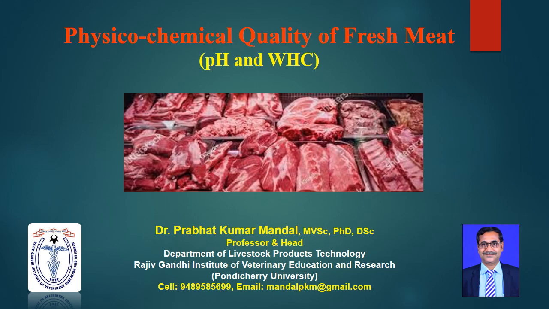So we will discuss what pH is and how it is important in meat, how the pH changes and what is its impact on meat quality. The second is water holding capacity, the chemistry of it and its impact, different kinds of deviations in meat quality due to changes in water holding capacity, and how to improve water holding capacity during meat processing. These are the aspects in this lecture, and I will have one more lecture in continuation on other parameters like color, texture, tenderness, etc.